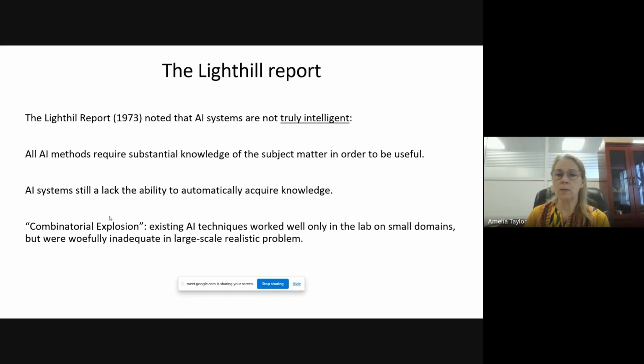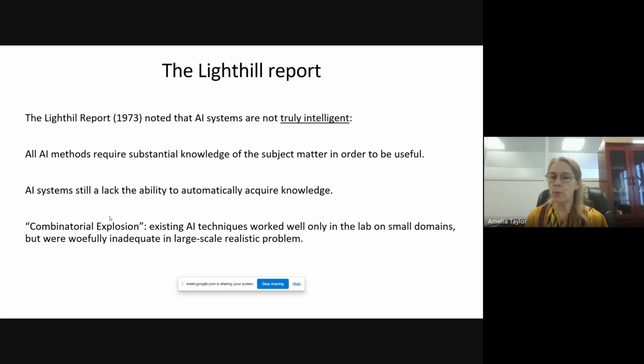And there were several reasons why he said that. One of them was that he observed that all the AI methods require substantial knowledge of the subject matter in order to be useful. But they lacked the ability to automatically acquire that knowledge. So somebody had to not only provide that knowledge, but provide how the knowledge should be represented and how the knowledge should be used. From a truly AI system, you would expect that the system should be able to do that by itself. Looking at that knowledge, it will automatically know how to represent it and how to use it.